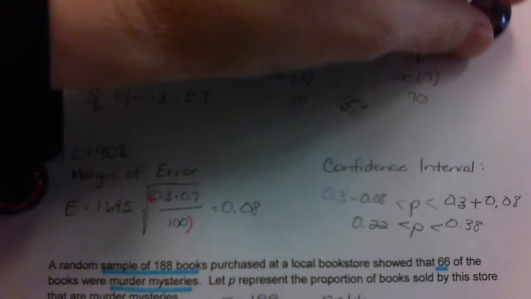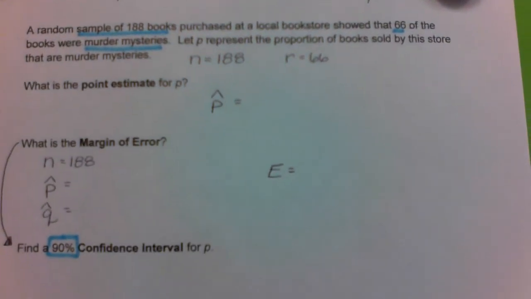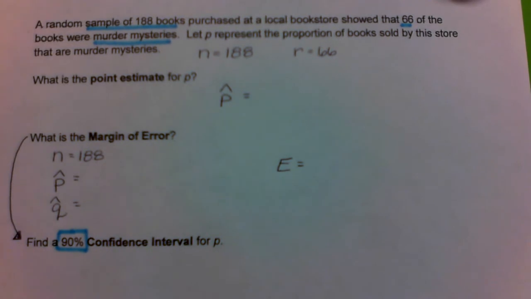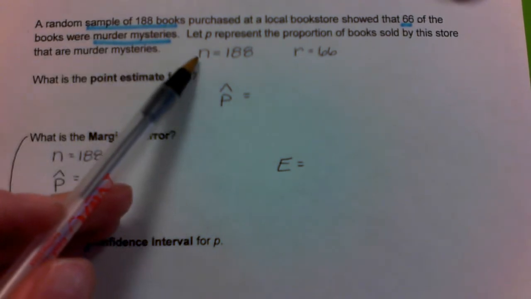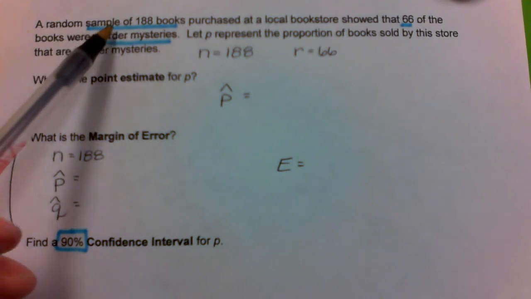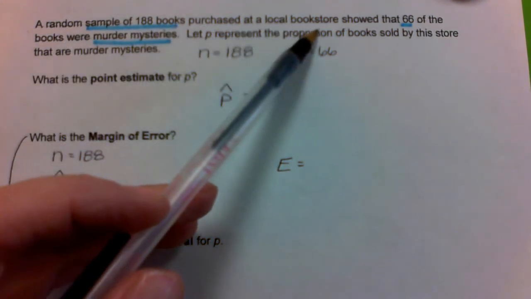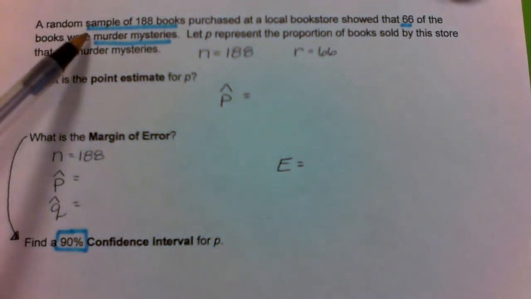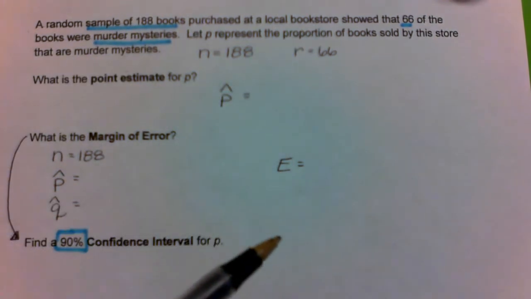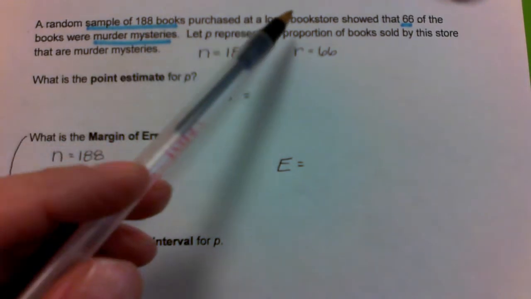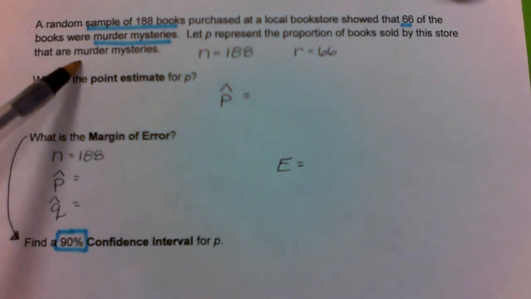So now let's take that information and apply it in an application type problem so you'll know what to look for. Okay, it reads, a random sample of 188 books, so that's my sample, that's my number of trials, so N equals 188. So a sample of 188 books purchased at a local bookstore showed that 66 of the books were murder mysteries. So when people came in, success was buying a murder mystery, and 66 times that occurred. So that's why the number of successes is 66. Let P represent the proportion of books sold by the store that are murder mysteries.